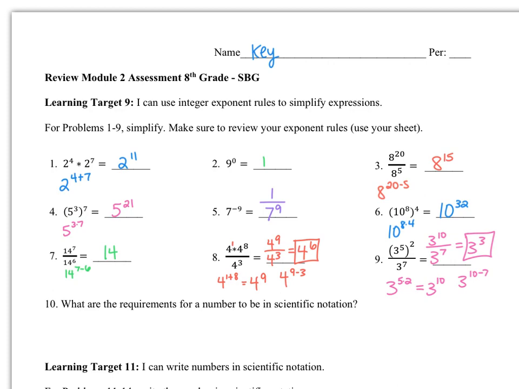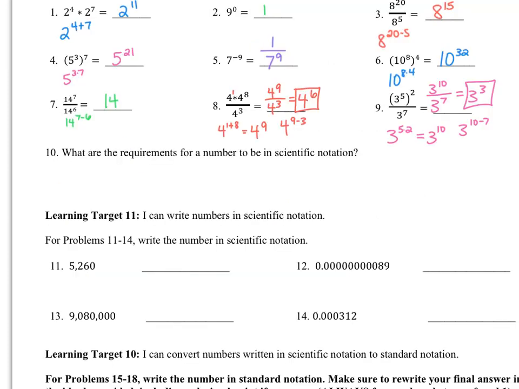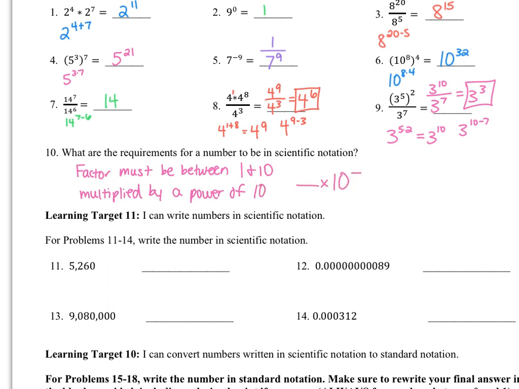For number 10, what are the requirements for a number to be in scientific notation? Well, the front number, or the factor, must be between 1 and 10, not including 10, and it must be multiplied by a power of 10. So it's going to be something times 10 to the something. So it's got to be a product of some number between 1 and 10 and a power of 10.